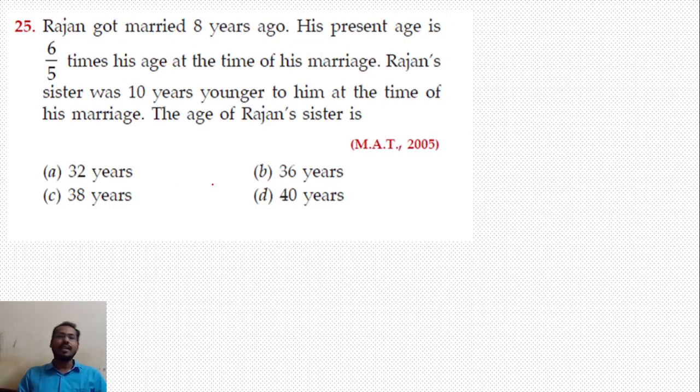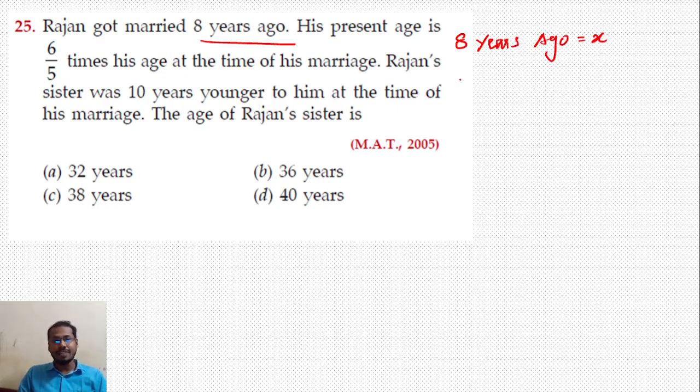In ratio. Rajan got married 8 years ago. His present age is 6/5 times his age at the time of his marriage. Rajan's sister was 10 years younger to him at the time of his marriage. The age of Rajan's sister is what? So, always when it starts with ago, like 10 years ago, 8 years ago, 5 years ago, take that as X. So let's take 8 years ago is equal to X.